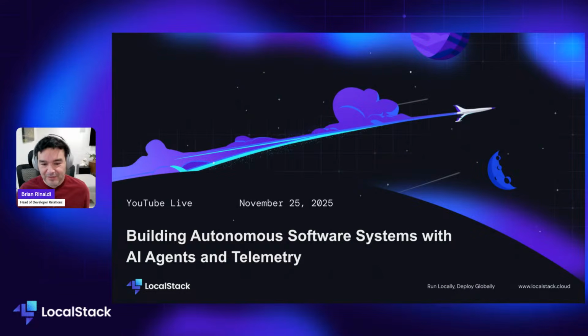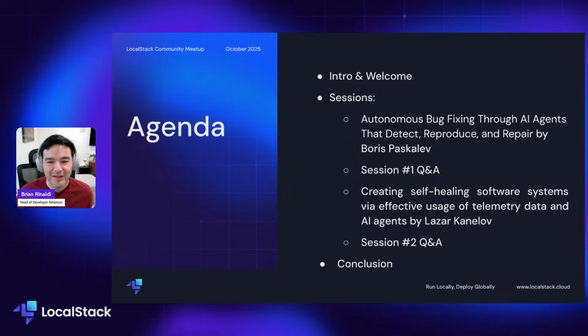So today we're talking about building autonomous software systems with AI agents and telemetry. That sounds like a lot of big words, so we'll get to explaining that in just a moment. So this is our agenda.